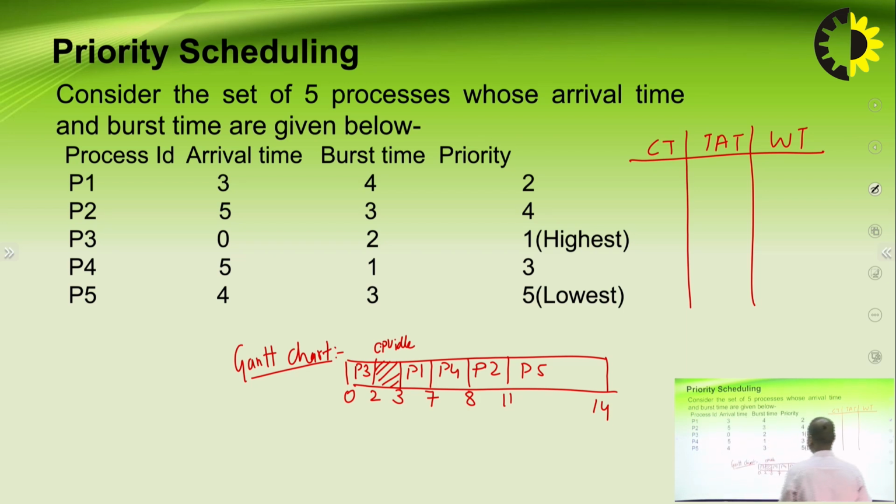We are checking the priority. So the completion times are: P1 7, P2 11, P3 2, P4 8, and P5 14. TAT = CT minus AT: 7 minus 3 is 4, 11 minus 5 is 6, 2 minus 0 is 2, 8 minus 5 is 3, 14 minus 4 is 10. Waiting time is TAT minus burst time: 4 minus 4 is 0, 6 minus 3 is 3, 2 minus 2 is 0, 3 minus 1 is 2, 10 minus 3 is 7.